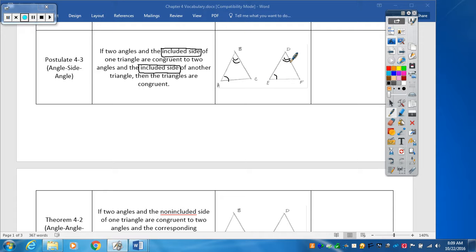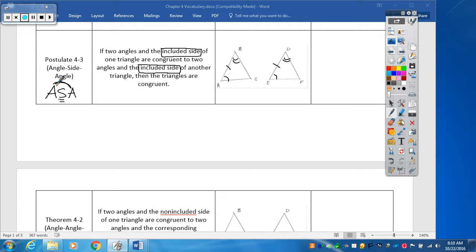So the postulate starts out saying if two angles and the included side of one triangle. We're referring to the two angles, and when we say included, we're talking about the part between those two other parts. So what side is between these two congruent angles? It'd be that side right there. Are congruent to two angles and the included side of another triangle, the triangles are congruent. Well, that's angle, side, angle. Like I said the other day, you can use SSS for side, side, side, and SAS for side, angle, side. Well, you can also use ASA for angle, side, angle. And remember, that side has to be between those two congruent angles.